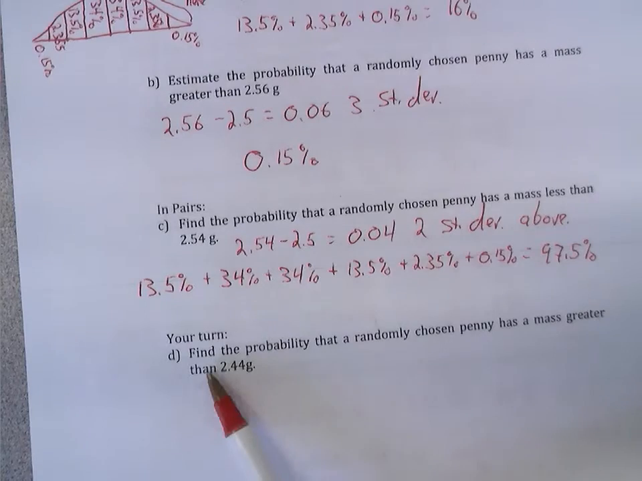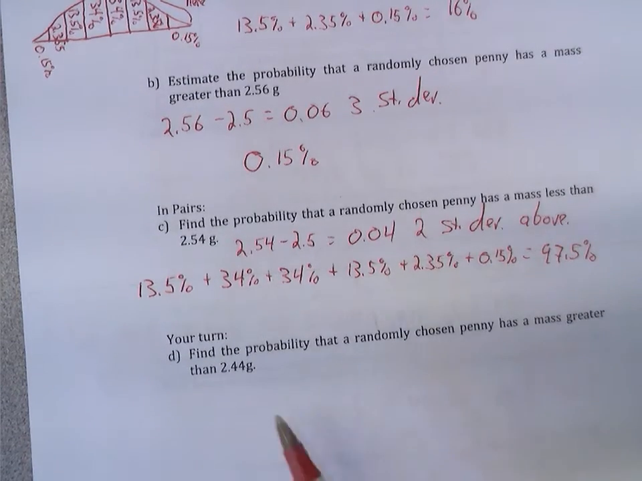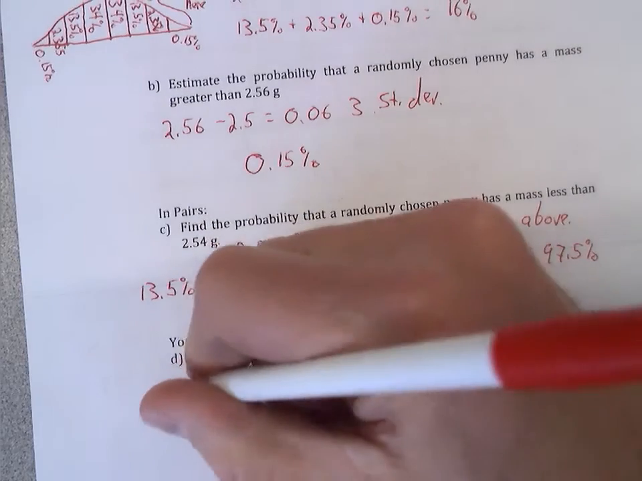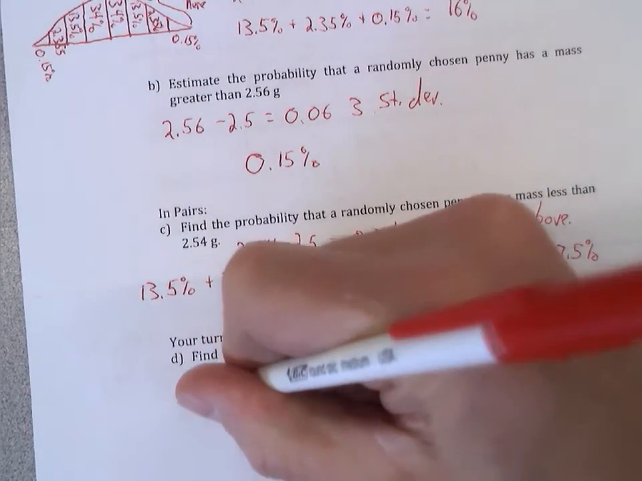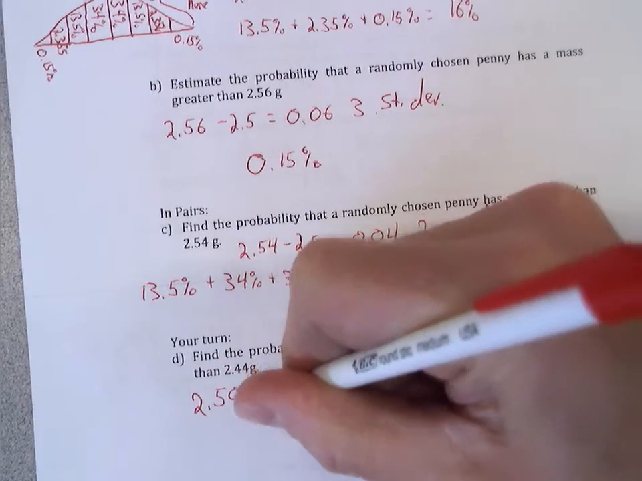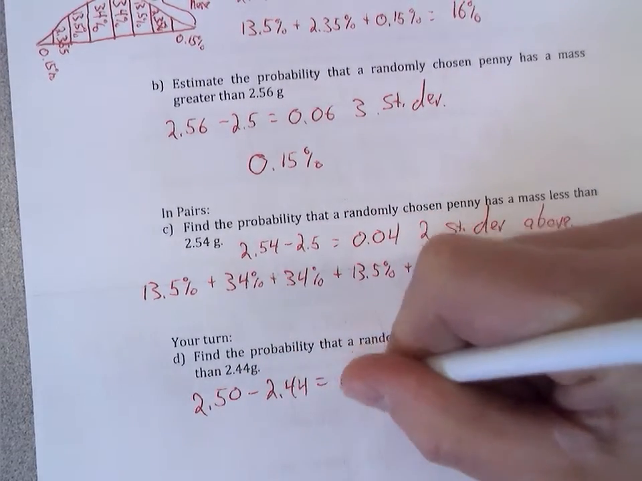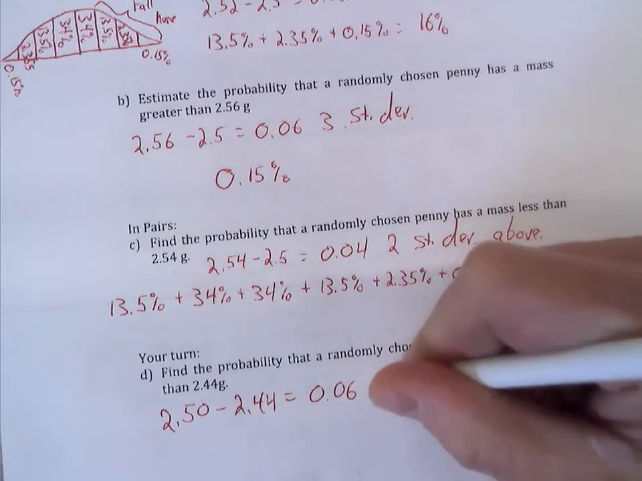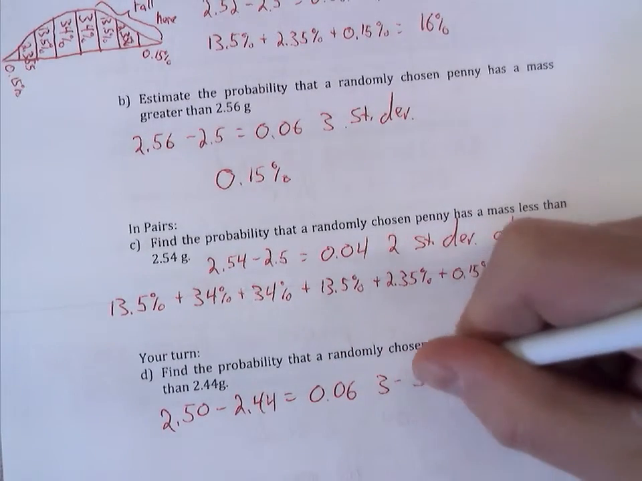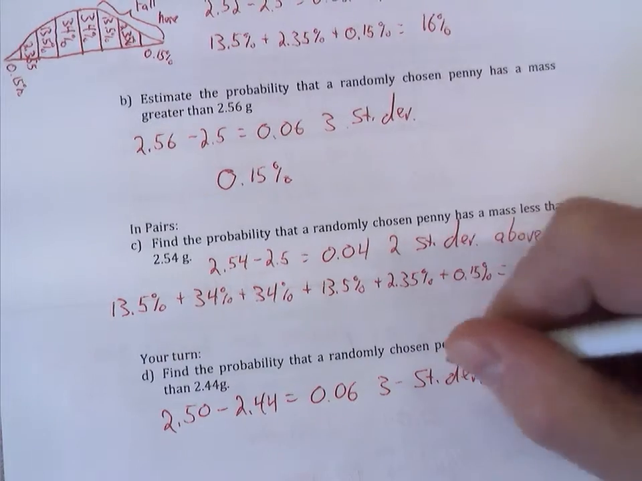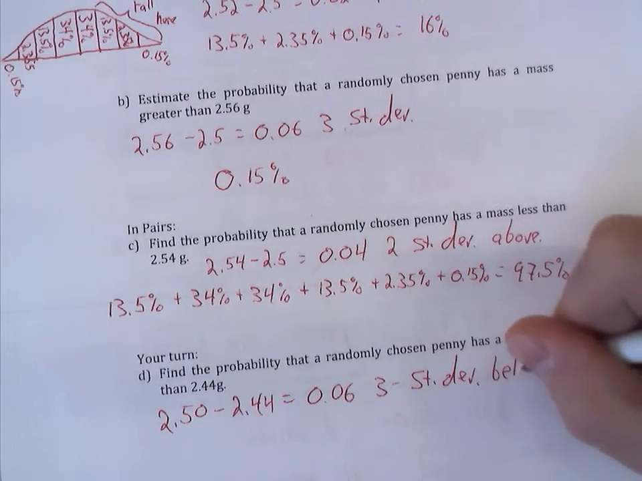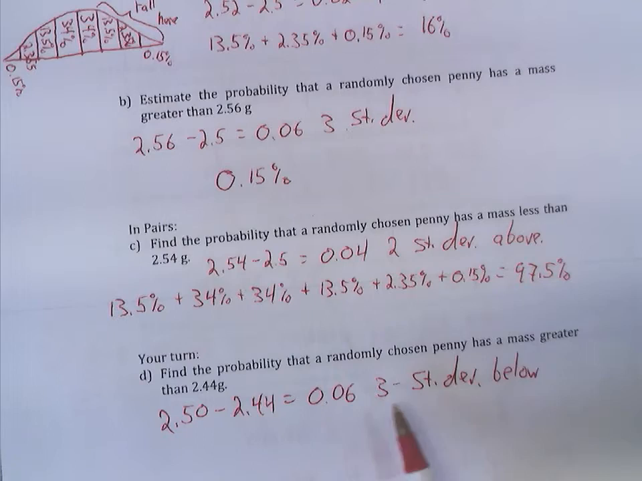All right, D. Let's find the probability that a randomly chosen penny has a mass greater than 2.44. So again, we take our mean minus this quantity, since it's smaller, and that gives us 0.06. So this is 3 standard deviations below. And again, we want to know the probability of a penny having a mass greater than this.